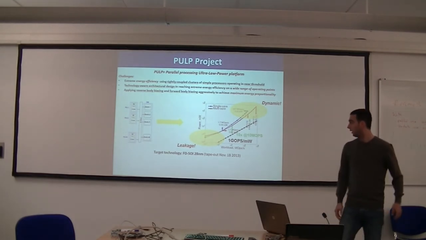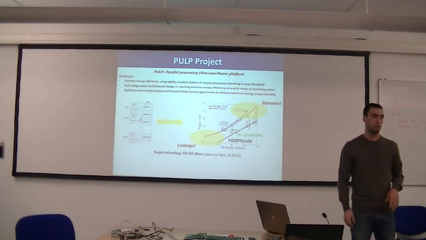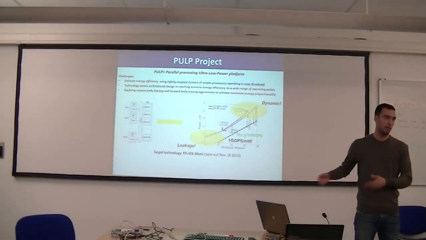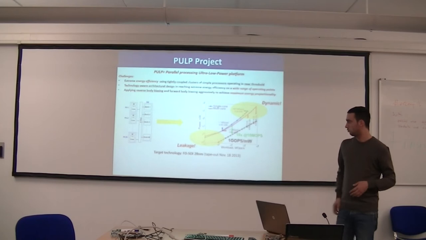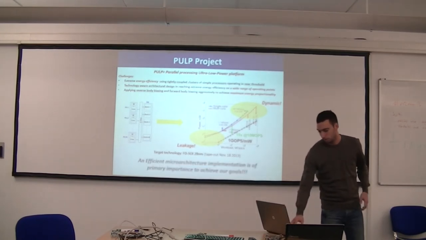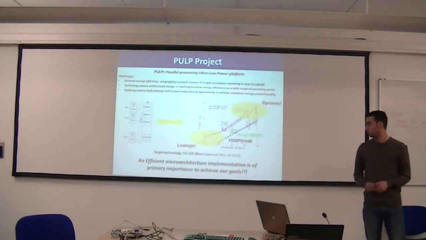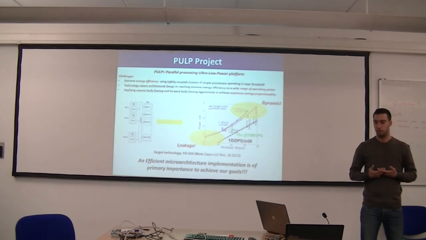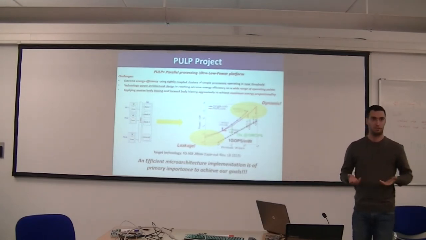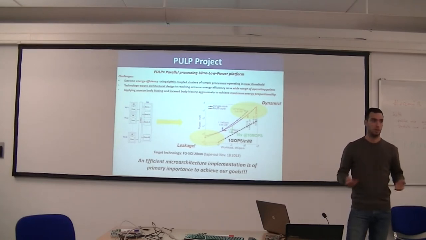Okay, we are planning a tape-out for November 18, so in 2 months. Probably the tape-out will be delayed because of foundry problems. And the technology will be done in the FDSOI 28 technology node. But for our purpose, an efficient microprocessor implementation is very important, because if we want to achieve energy efficiency, we need to have a really high IPC, because every time we are wasting an instruction, we are wasting energy and power.